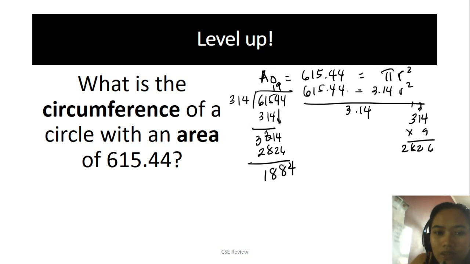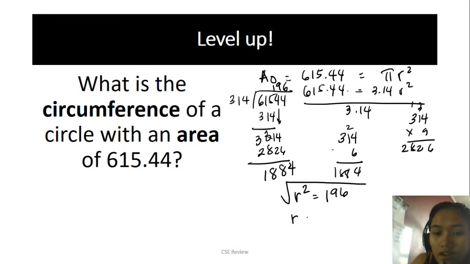Now, that is going to be your 314 times, kung gagawin natin siya kasing kalahati, it's going to be around 1, 5. So, gawin natin 6: 6, 12, 18, 24, 2, 8, and then you have your 18. So, saktong 196. Ano ibig sabihin nun? Okay? Ang ibig sabihin nun, r squared is equal to 196. And i-square root mo both sides. R is equal to the square root of 196.